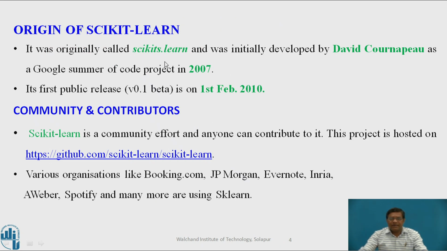Origin of the Scikit-learn library. Originally it was called scikits.learn and was initially developed by David Cournapeau as a Google Summer of Code project in 2007. Its first public release was on 1st February 2010.